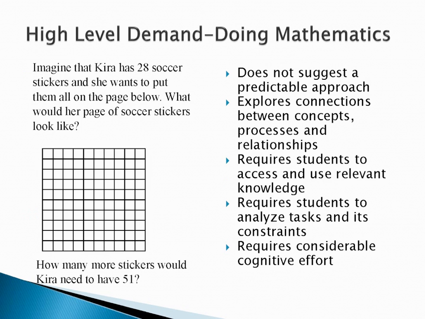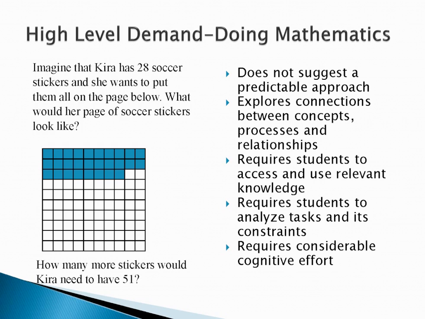This last example asks students to perform the same subtraction problem, 51 minus 28, but does not tell the students how to approach the problem. The task requires more cognitive effort than the previous ones because the student must analyze the task and use relevant knowledge to solve it.